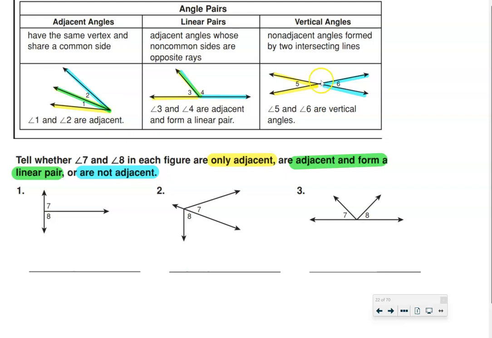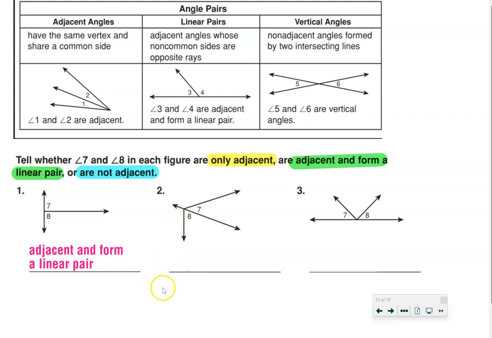Okay. Take a minute and see if you can name angle 1, 2, and 3. Let's start with angle 1. See if you can name angle 1. We want to know if it's only adjacent, adjacent and forms a linear pair, or not adjacent. That's all we want to know. Okay, on this first one, they're adjacent and form a linear pair.